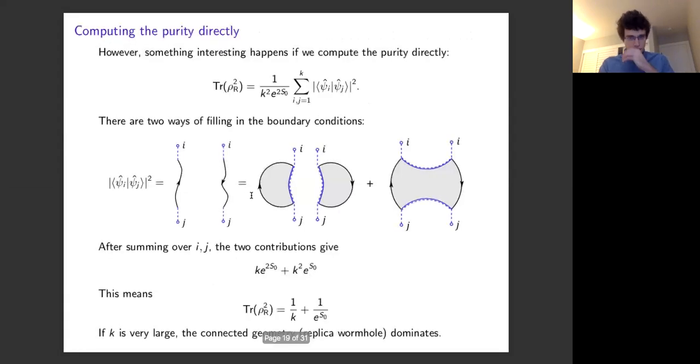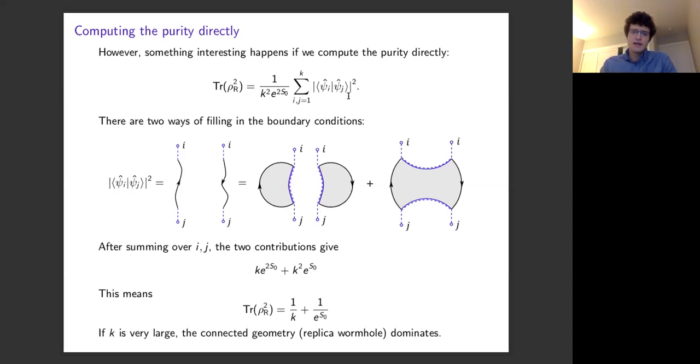So to resolve the problem, let's start by computing the purity. What we're going to do is compute the purity directly. Instead of first computing rho and then computing the entropy of rho, let's just compute trace of rho squared and ask what gravity says the answer is. I can use the formula for rho and find this expression for trace of rho squared. It's a sum of squares of these inner products.